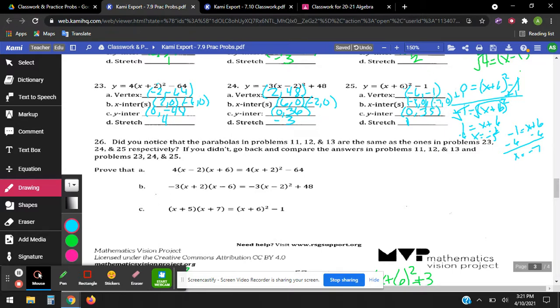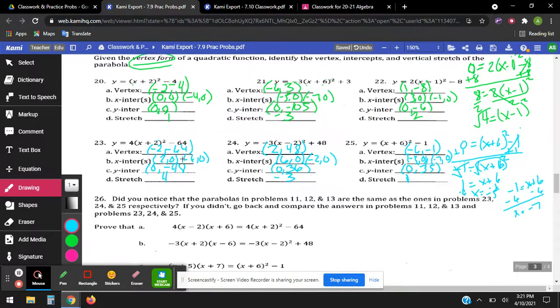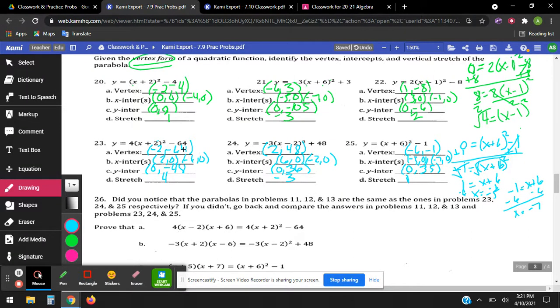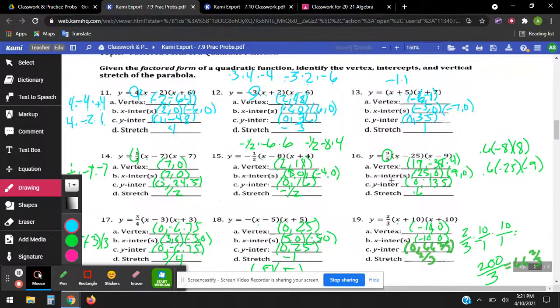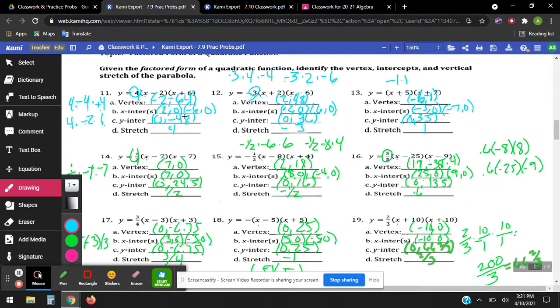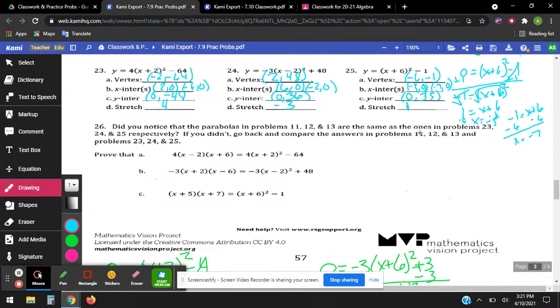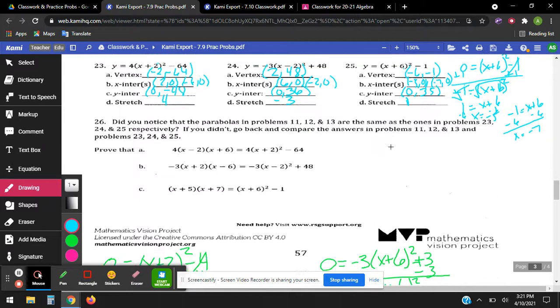-7, 0. All right. Now, if you actually look back, the problems in 11, 12, and 13 are actually the same ones in 23, 24, and 25. If you didn't, let's go back and compare. So here we ended up with 64, 2, -6, 48, 6, -2, 3. Let's look back at 11, 12, and 13. Look at that. 2, 64, 48, 36. We get 35. Yep, we got 35. Okay, so they are the same.